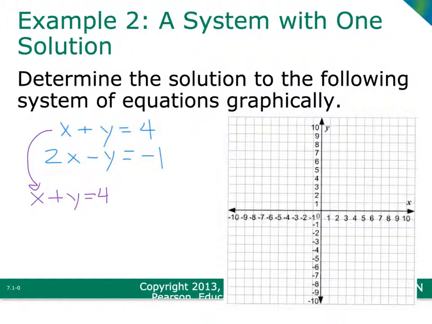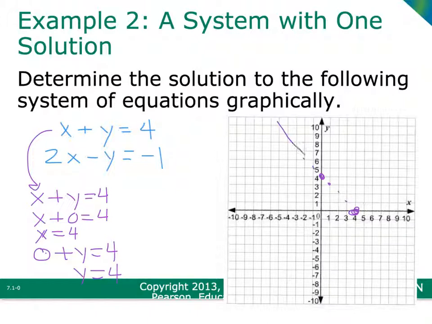An easy way to graph that is to find your x-intercept. If you're trying to find your x-intercept, you just set y equal to 0 and solve for x. Your x-intercept is located at 4. Then you can find your y-intercept. To find your y-intercept, you would set x equal to 0, and your y-intercept is also located at 4. And then you can connect the dots. You should draw a nice smooth line between the points.